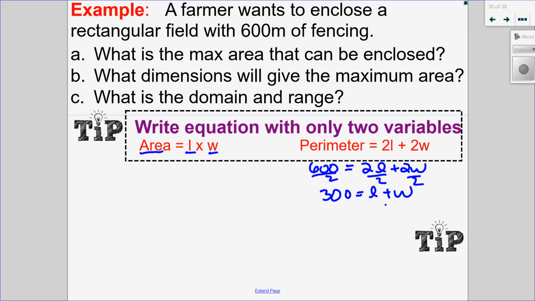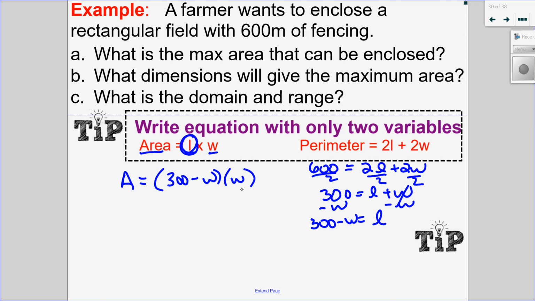So I'm going to isolate one of my variables, it doesn't matter which one. In this case I chose length. So length is 300 minus w. So I'm going to replace that with the length right here. So instead of having area equals length times width, I'm going to have area equals (300 minus w) times width. Okay, so now I have an equation with only 2 variables, area and w.